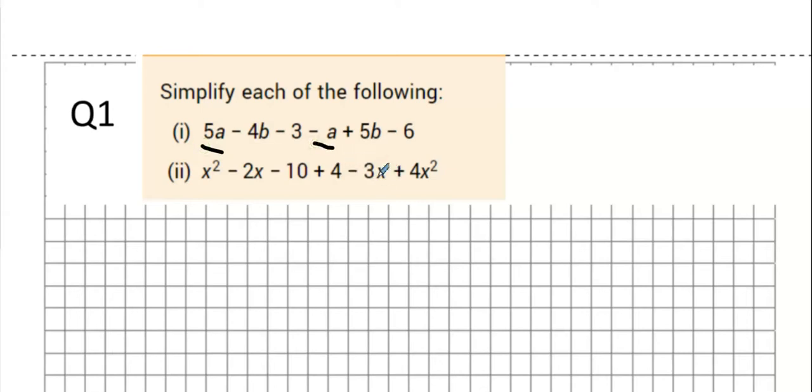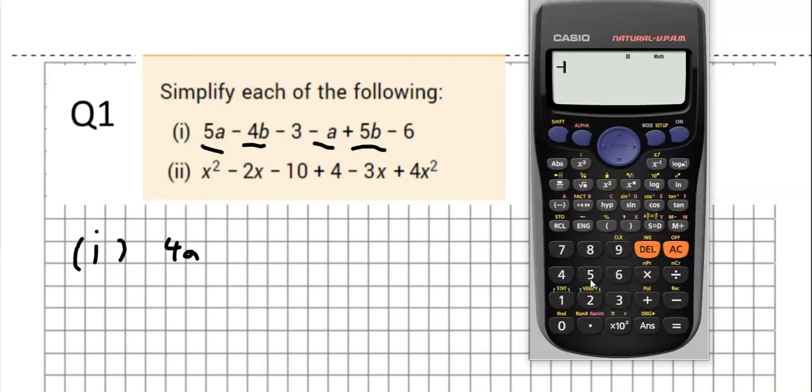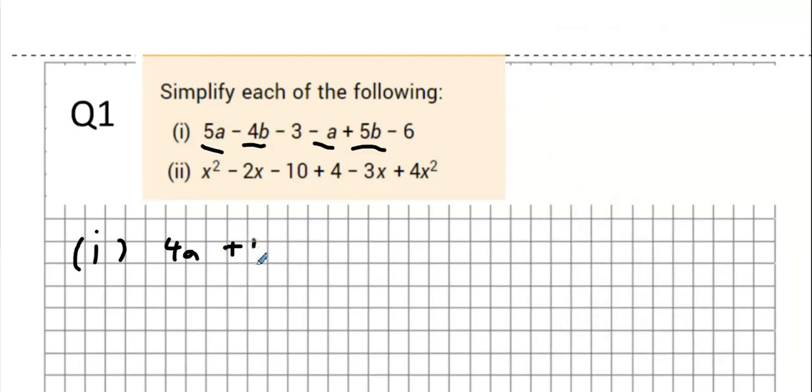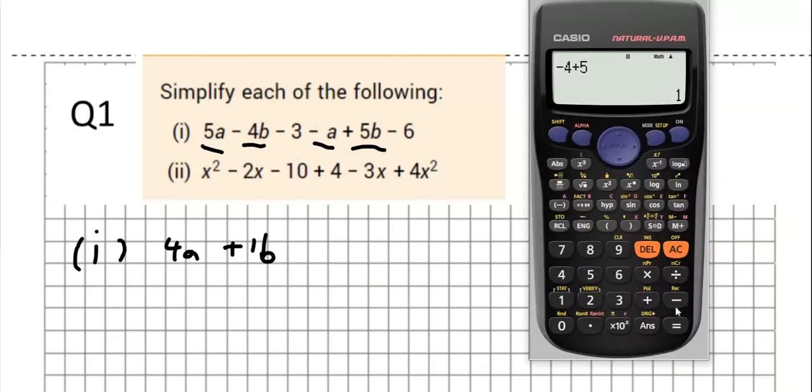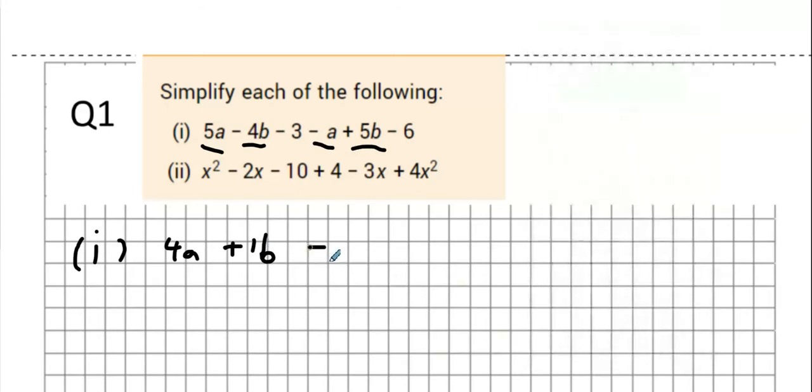5A, take away 1A. So it's 5, take away 1, which is just going to be 4A. Then you have minus 4B plus 5B. So you can do minus 4 plus 5 if you want. And that should give you plus 1, so that means plus 1B. And then finally minus 3 and then followed by a minus 6. You're not multiplying, you're just adding them together in a way. So that gets you minus 9. So 4A plus 1B minus 9 is the answer to the first part.